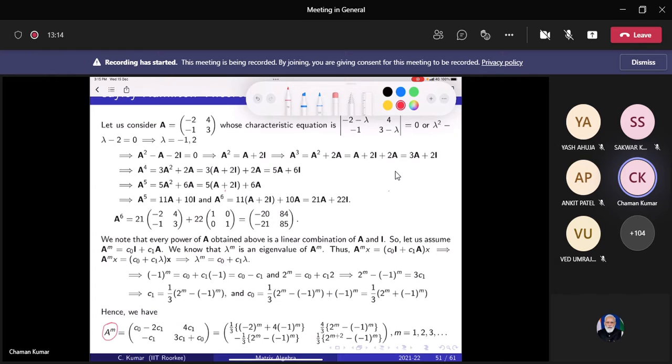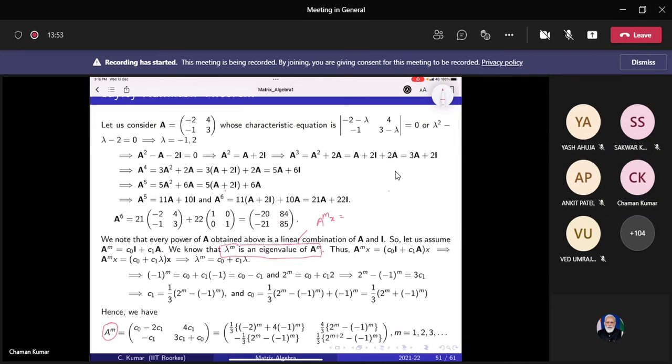Fine. So how do we calculate these constants? We use a fact that we learned in our previous lecture. This fact is the following. If lambda is an eigenvalue of A, then lambda raised to m is an eigenvalue of A raised to m. This we have seen in our past lecture. So we are going to use this fact, right? So this means that lambda raised to m is an eigenvalue of A^m. This means that A^m x is equal to lambda^m x.